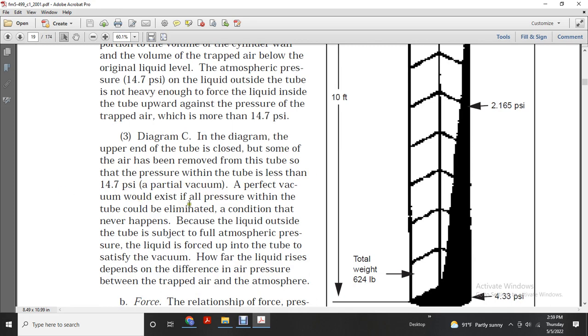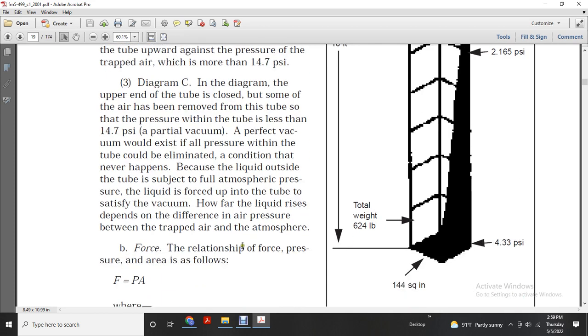A perfect vacuum would exist if all pressure within the tube could be eliminated. That condition never happens, because the liquid outside of the tube is subject to the full atmospheric pressure, and the liquid is forced up into the tube. How far the liquid rises depends on the difference of the air pressure between the trapped air and the atmosphere. This is the relationship of force, pressure, and area.